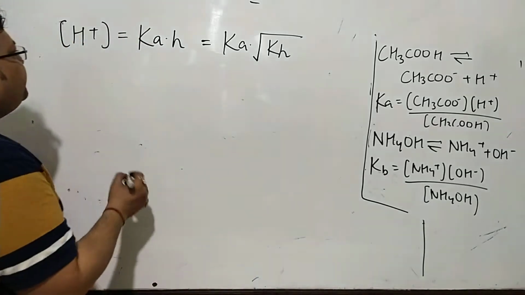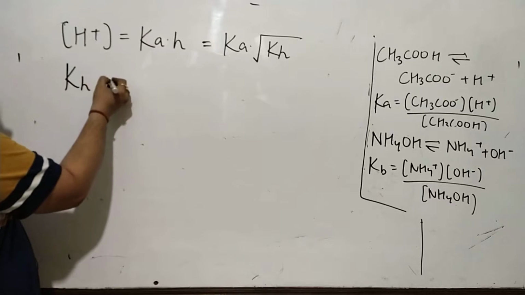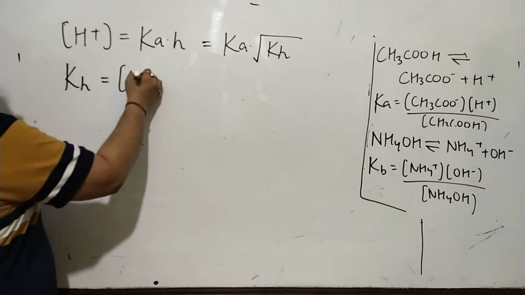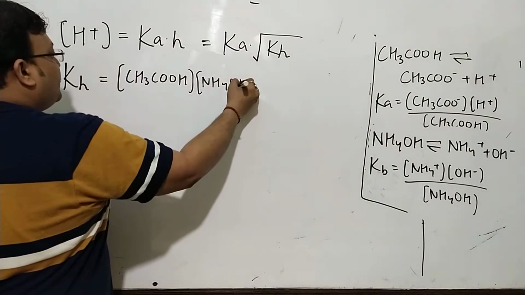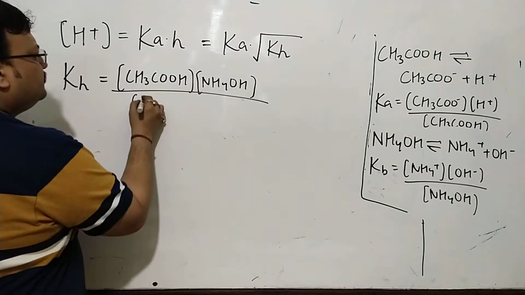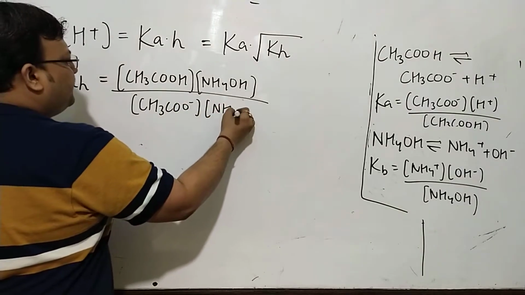And you know, this was Kh. I had to remove this, but this was Kh. Kh was acetic acid, ammonium hydroxide upon, both cation and anion involved.